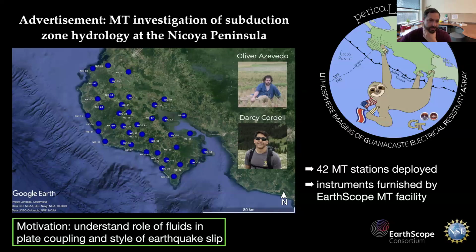And thanks to the EarthScope MT facility, we went out and deployed 42 of these receivers, and we're trying to get at the lateral variabilities. I just showed you an image in a profile down dip, but how does the distribution of fluids vary laterally, and how is that associated with the earthquake slip behavior and plate coupling over time? This work is being led by my student Oliver Azevedo, and a key person in this is Darcy Cordell, a former postdoc who's now at the University of Alberta.